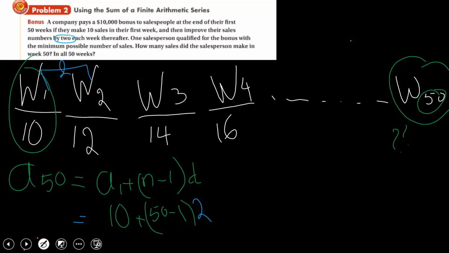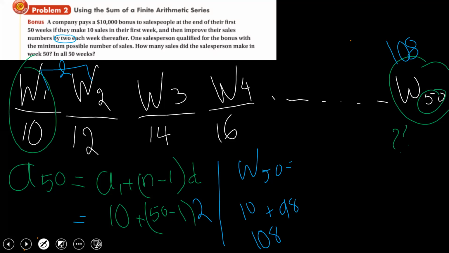Then how many sales did he make in week 50? Let's multiply 49 by 2, then add 10. 49 multiplied by 2 is 98. Plus 10 is 108. So he made 108 sales in week 50. Is it clear? Yes.